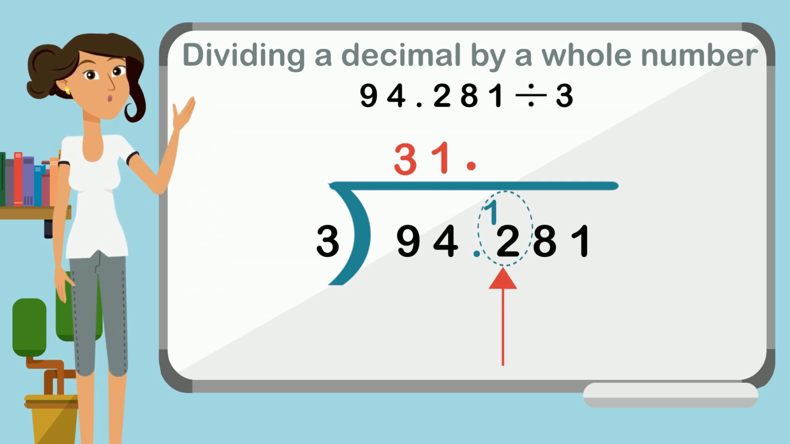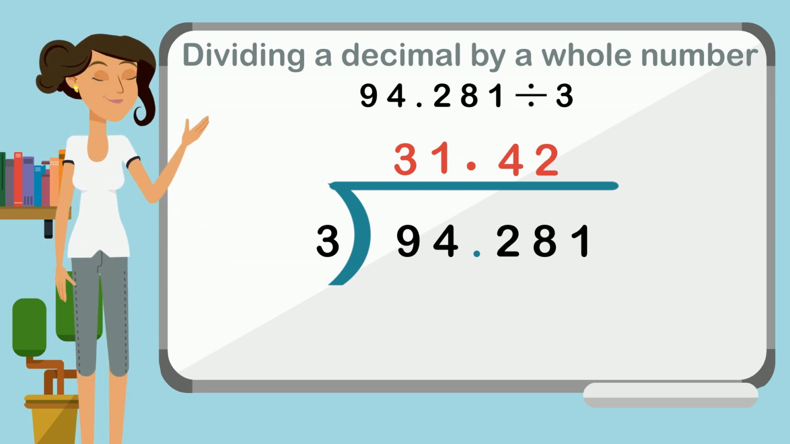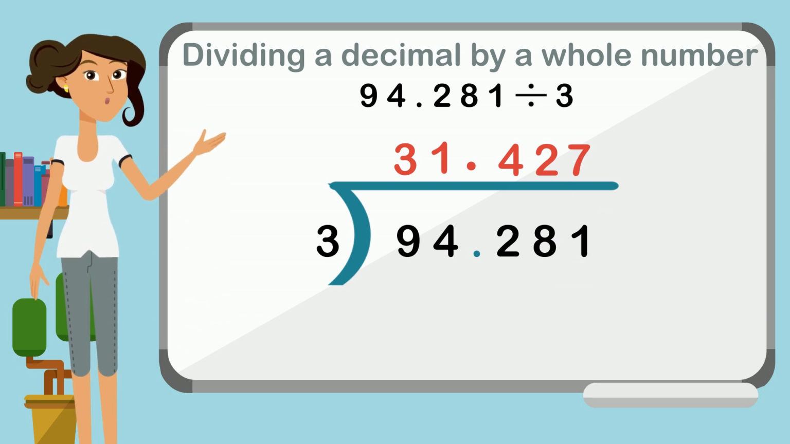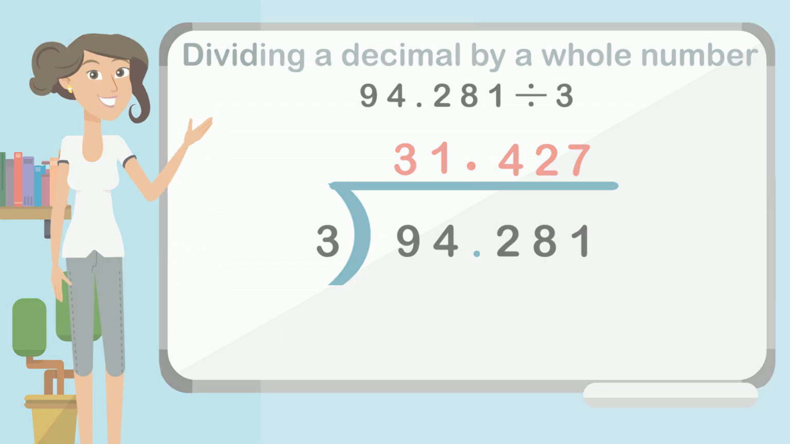How many 3s can fit in 12? That's 4. How many 3s can fit in 8? That's 2 with a remainder of 2. How many 3s can fit in 21? That's 7. So the final answer is 31.427.